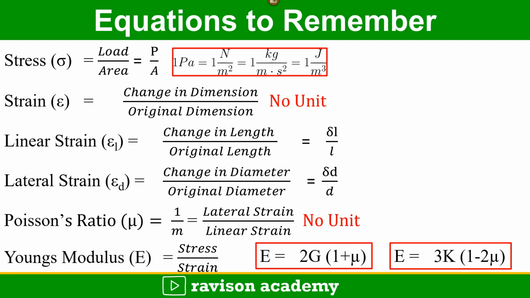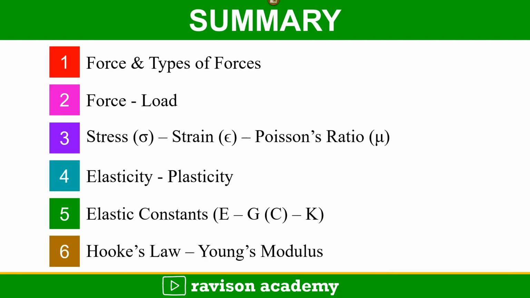Coming to Young's modulus, E is equal to stress by strain. E has a relation with G: E = 2G(1 + μ), and E = 3K(1 − 2μ).